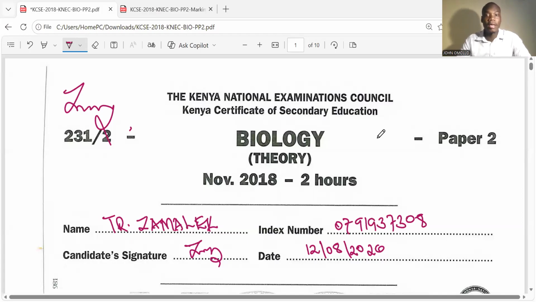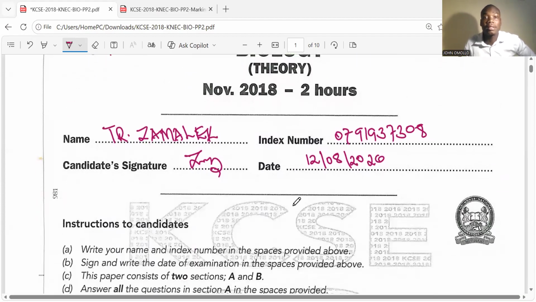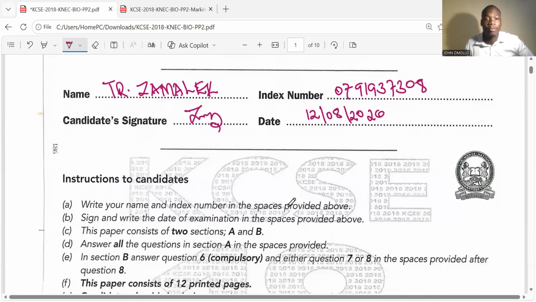So this is Kenya National Examination Council, Kenya Certificate of Secondary Education, KCSE, Biology Theory, Paper 2, 2018. So this is the KCSE paper that was set back then in the year 2018. We are here for revision purposes for the Form 4s who are preparing for their national exams.